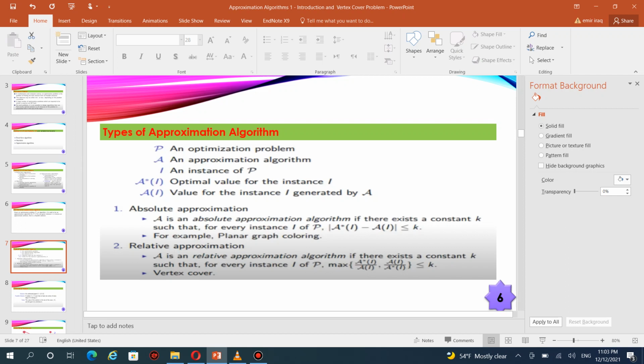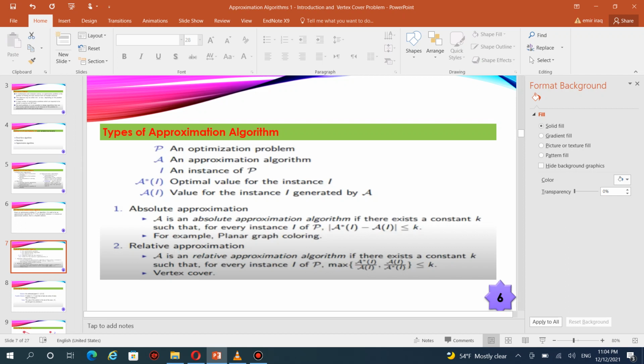Relative approximation. A is a relative approximation algorithm if there exists a constant k such that for every instance I of P, max of A*(I) divided by A(I), and A(I) divided by A*(I), is less than or equal to k.